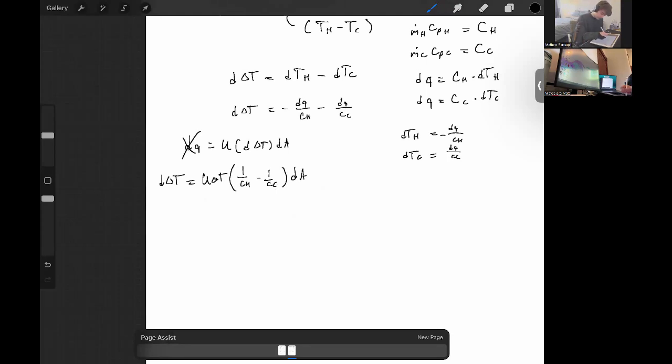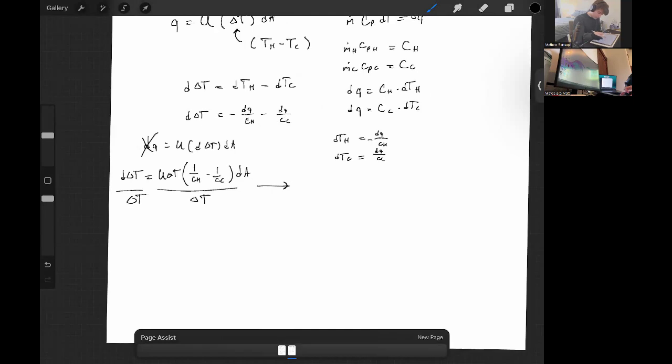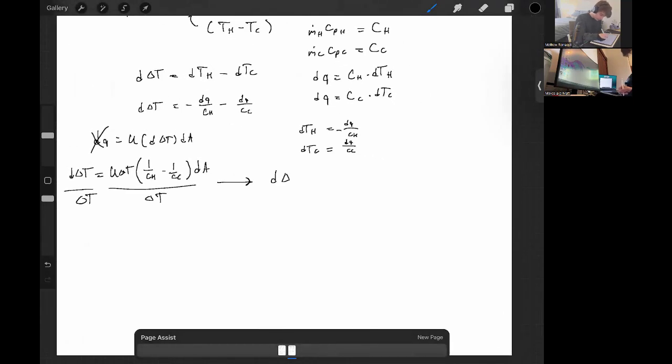If I divide both sides by delta T, I'll get something like d of delta T over delta T equals U times 1 over C of H minus 1 over C of C, divided by delta A. And now what I can do is integrate both sides for delta T and delta A.